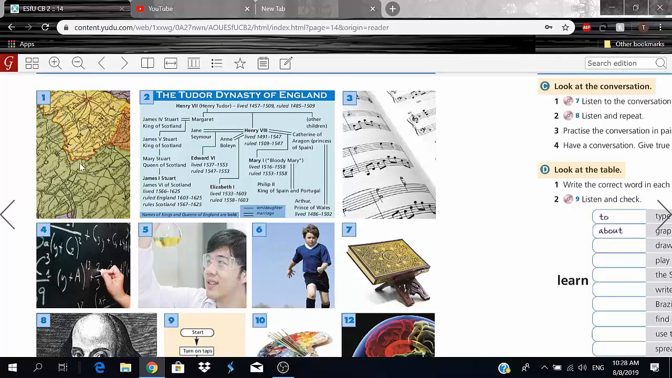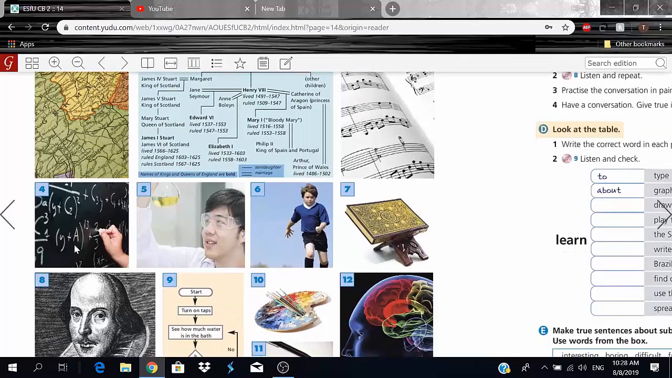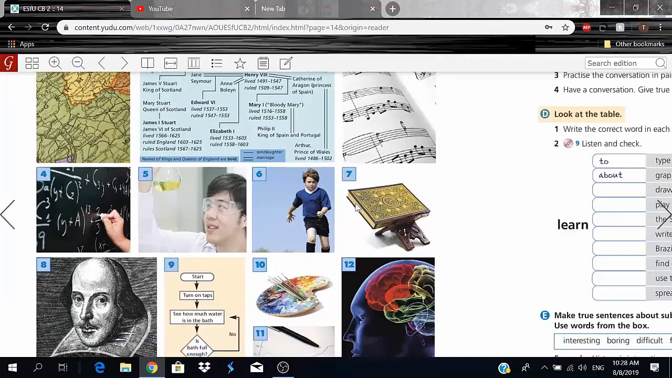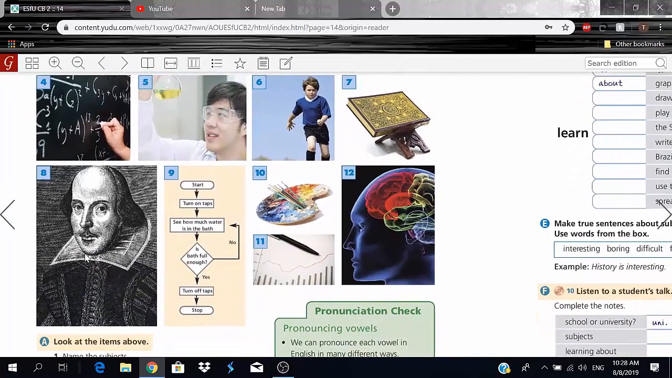So number 1 is, this is a map right here, so obviously geography, okay? Number 2 is history. Number 3, I think these are piano notes, so number 3 is music. Okay, 4, obviously mathematics. 5, chemistry or science, both are correct. 6, this little kid right here is playing soccer or football, so we're going to say physical education. Number 7, we have religious studies. Number 8, we have history.